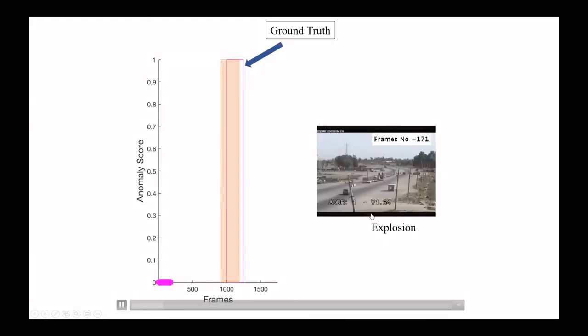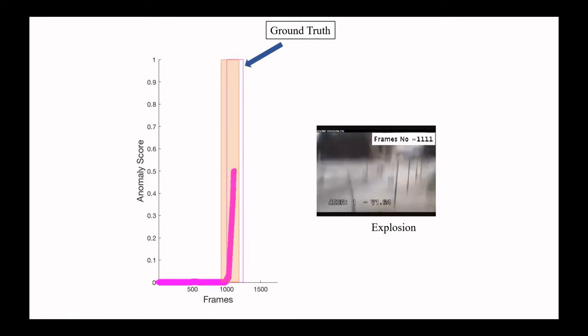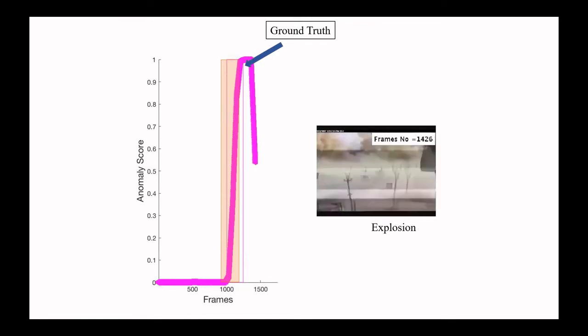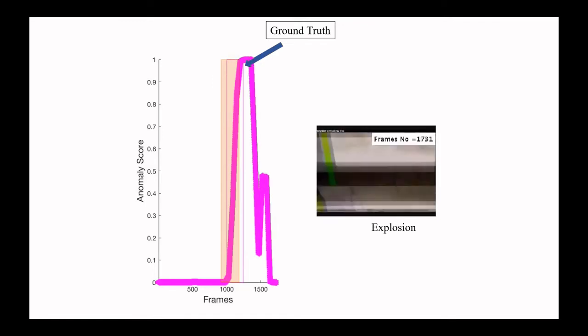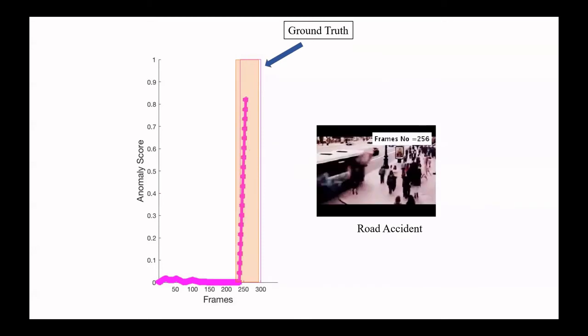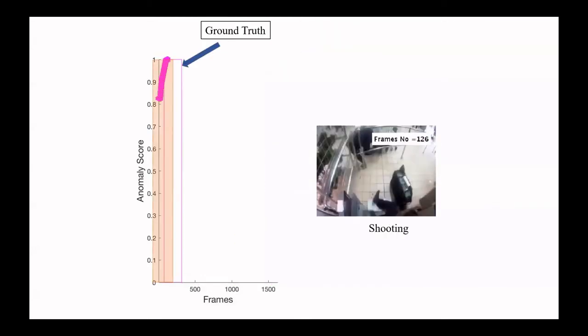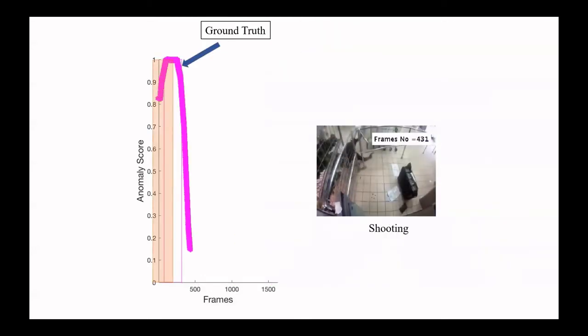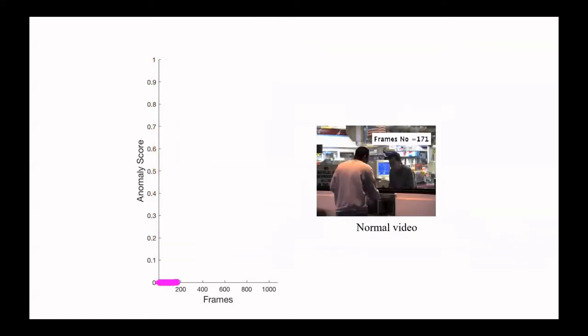So here's an example. This is the function which you learn. Whenever there's an explosion, this function will be very high, as you see here, and then it'll become low. Here's another example: road accident, again high; shooting, high; and this of course is a normal video. We are playing it fast, but there's nothing abnormal here.